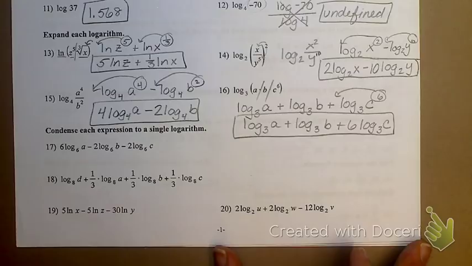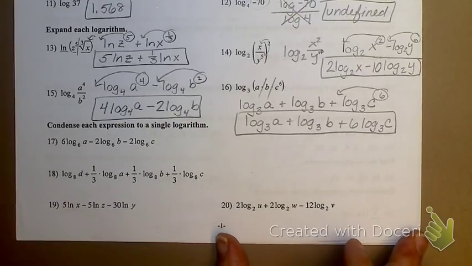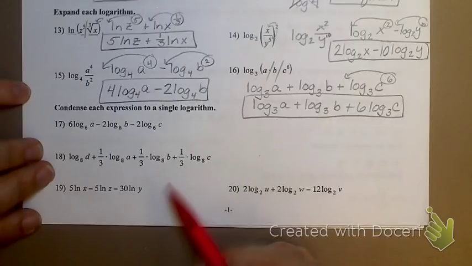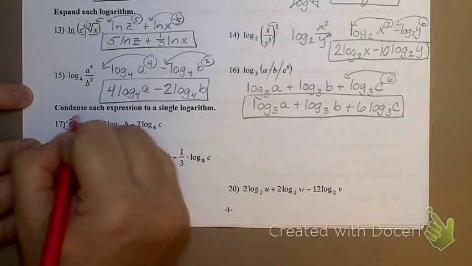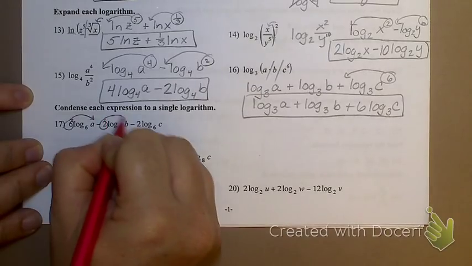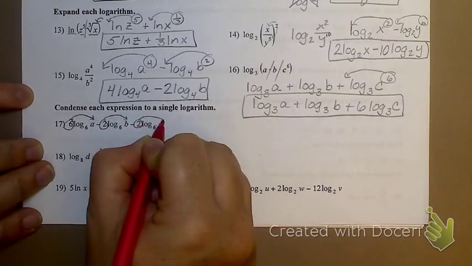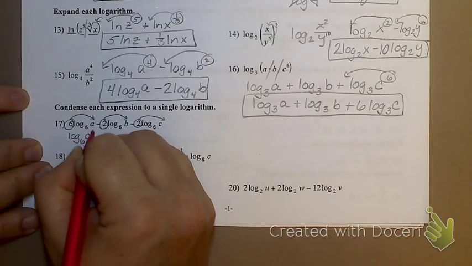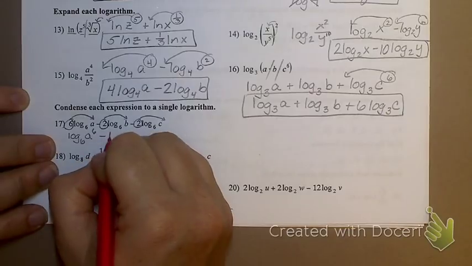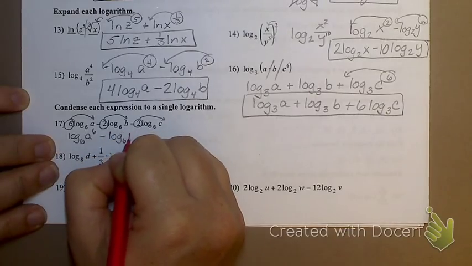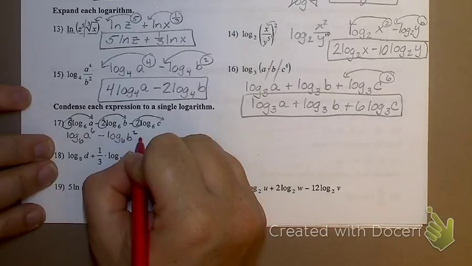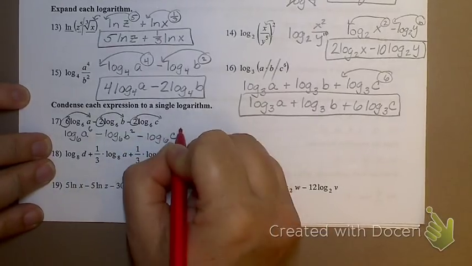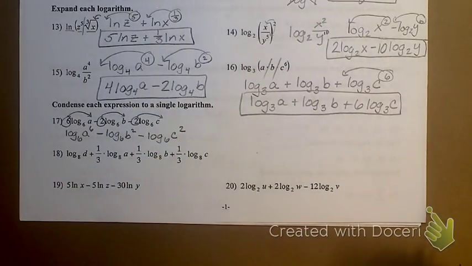Now we're going to condense. We're going to do the opposite. So the last step here was bumping those exponents forward. That's the first step here. So I see an exponent, it's got to go back. See an exponent, go back. See an exponent, go back. So that gives me log base 6 of A to the 6th minus log base 6 of B to the 2nd minus log base 6 of C to the 2nd as well. Yes?